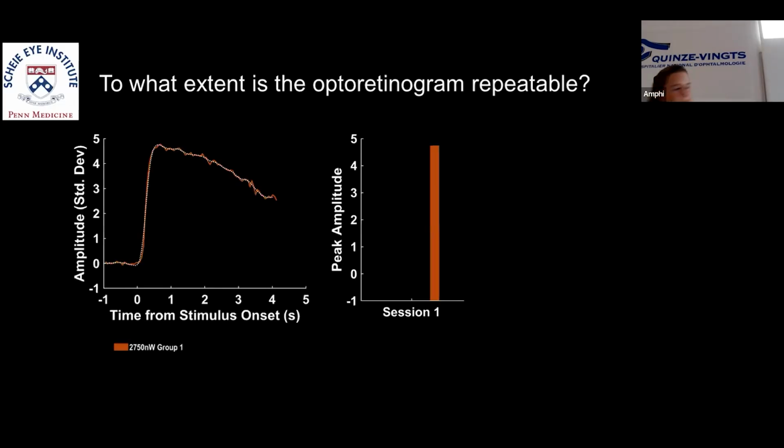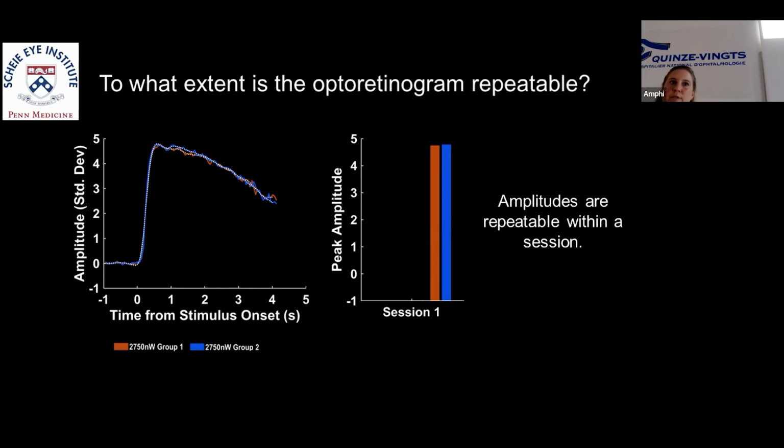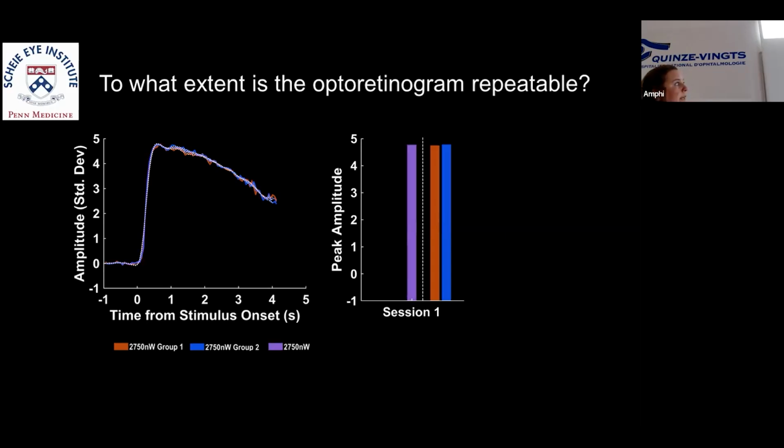And so here's a trace from a single subject, this is in session 1, just one part of the data in session 1. We then repeated the exact experiment within that time. In fact, it was randomized throughout the imaging session. And if we look at the same condition here, we see the same trace. And so this lets us know that the ORG amplitude was repeatable within a session for this subject, which is great. So we combined that data into one condition here.